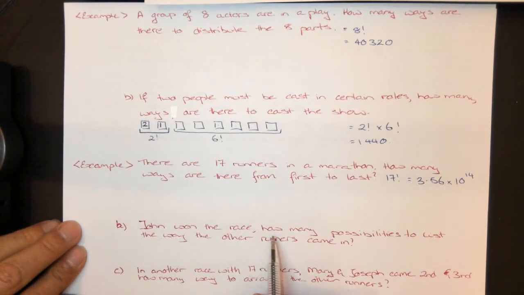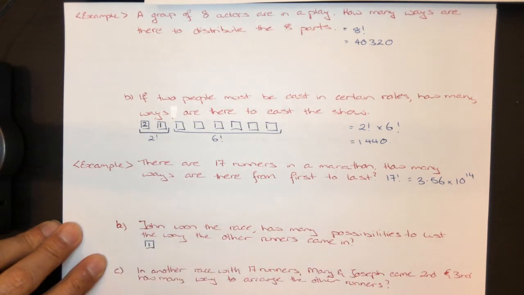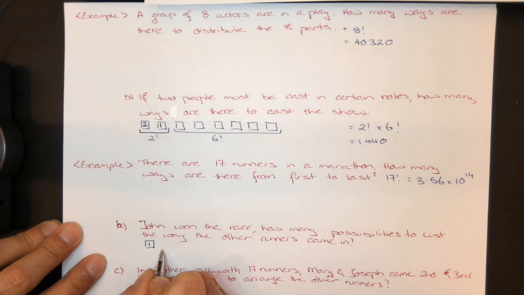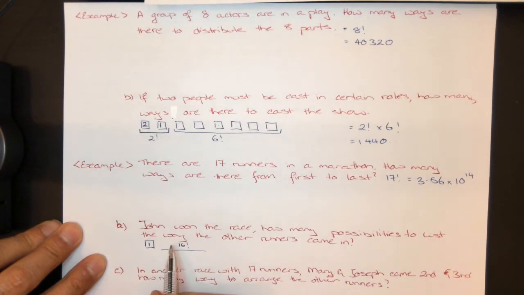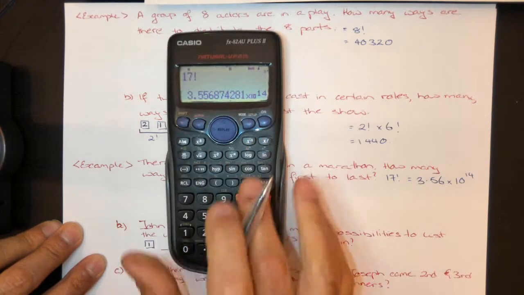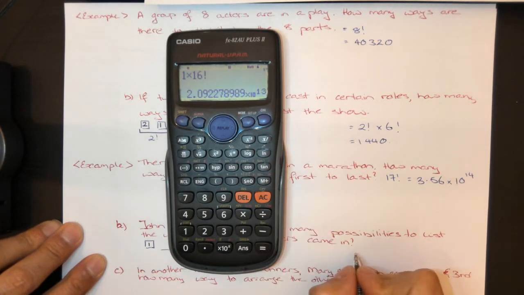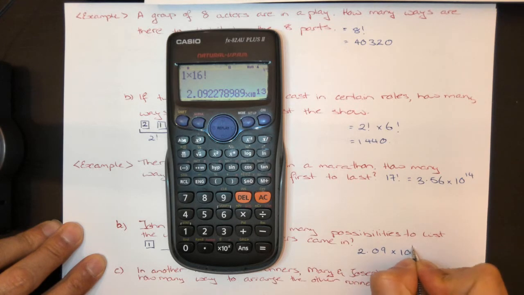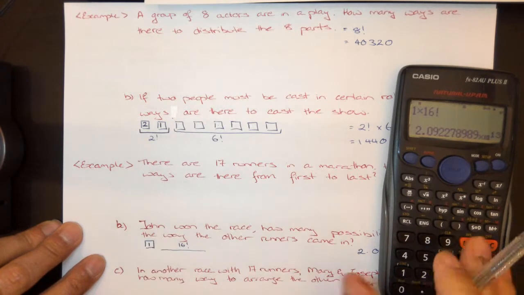So John won the race. Okay, so we're making sure that one particular person comes in first. So there must be 16 other possibilities. How many possibilities to list the ways? Okay, so in this case, we've got 1 times 16 factorial. And so we've got 2.09 times 10 to the power of 13, because we've specified that someone has to come first.